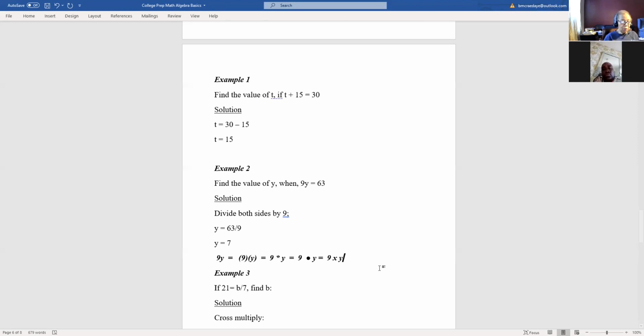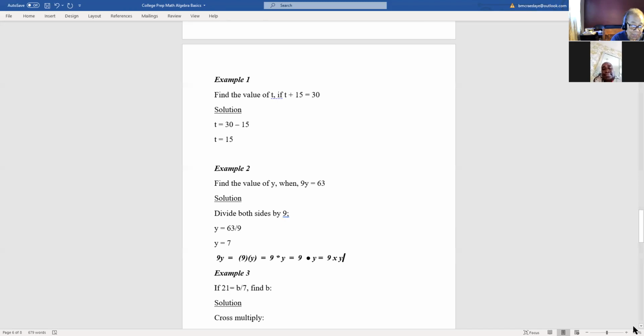Now, you still have to know basic math. So if 9y is 63 and you need to solve for y, you got to do the opposite of multiplication, which is division. You divide by 9, right? And y can only be 7.